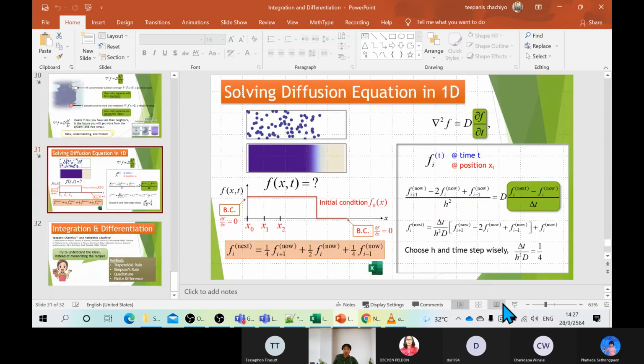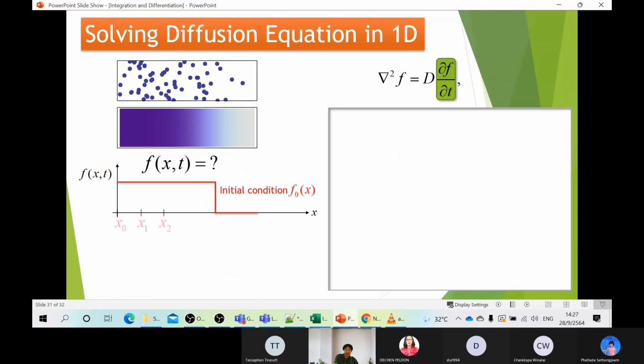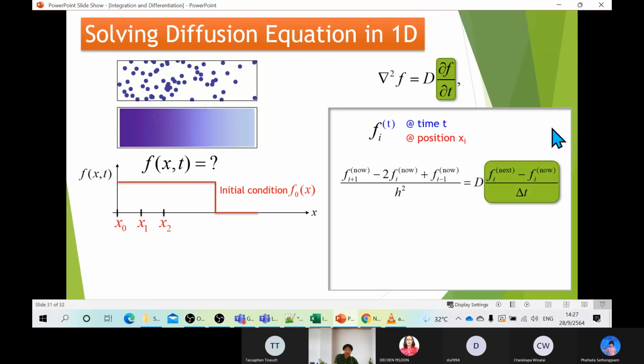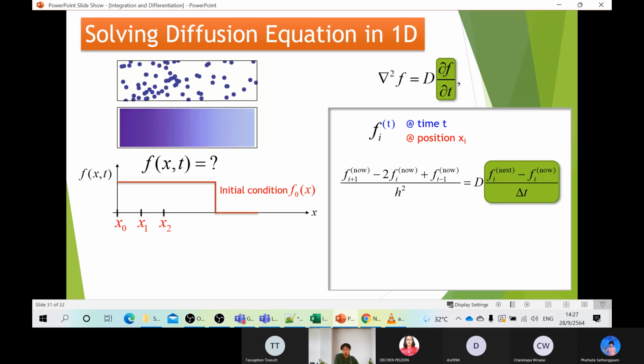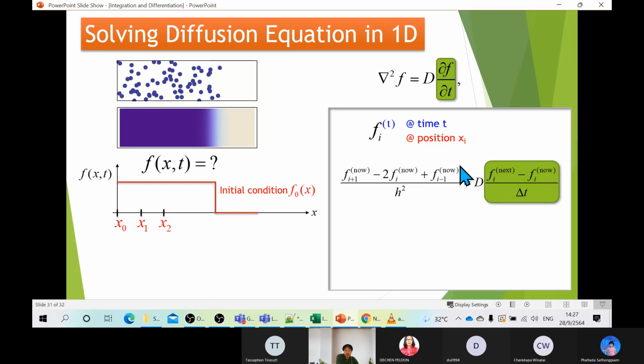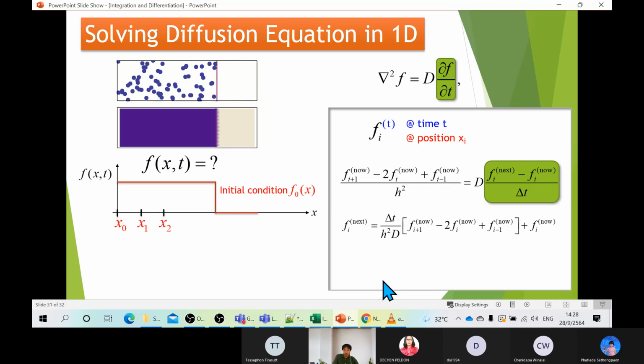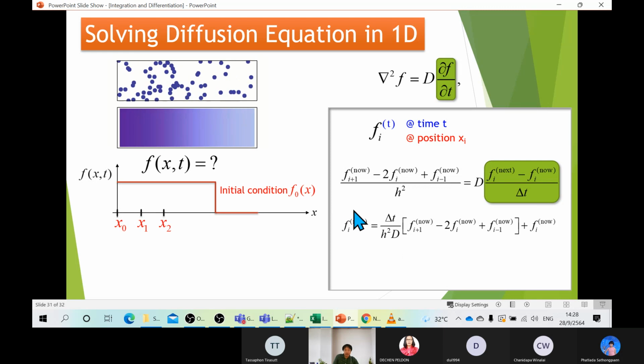Okay, there you go. Very good. So here we have f in the next step in the future minus f of the now, divided by delta t. Okay, so I have that simple equation. I can then rearrange the terms. How do I do that? I can move this D constant to the other side, and move delta t away. So I get that expression over here. You see that delta t there and h squared D.